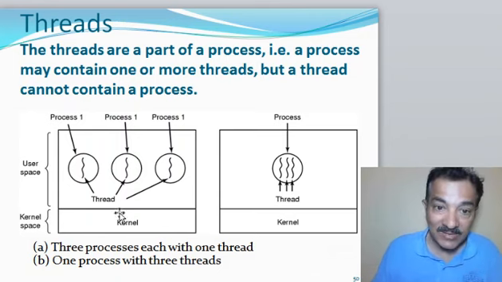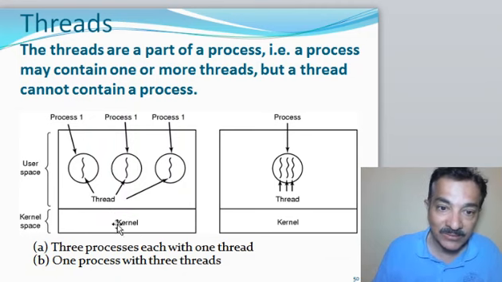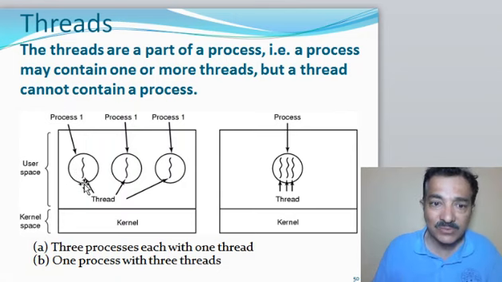Now let us look at this diagram here. Look at the picture over here, and you can see that process 1 is having one thread. It means no thread actually.